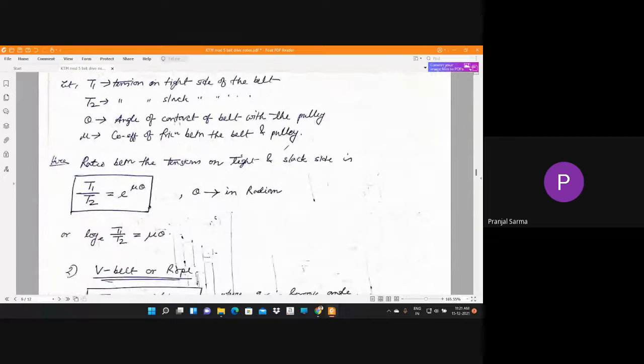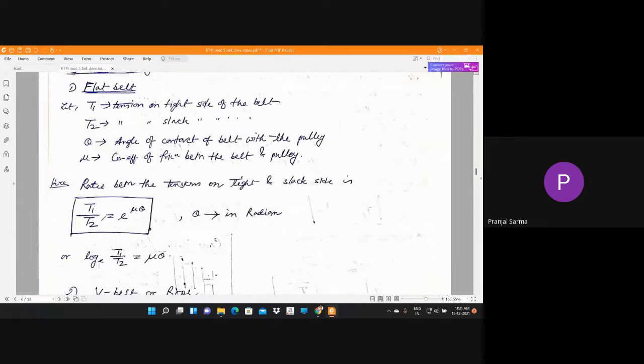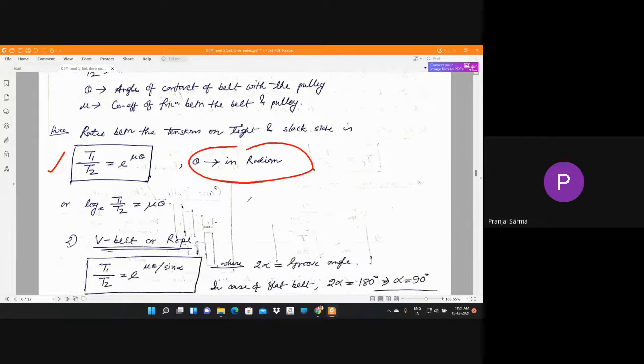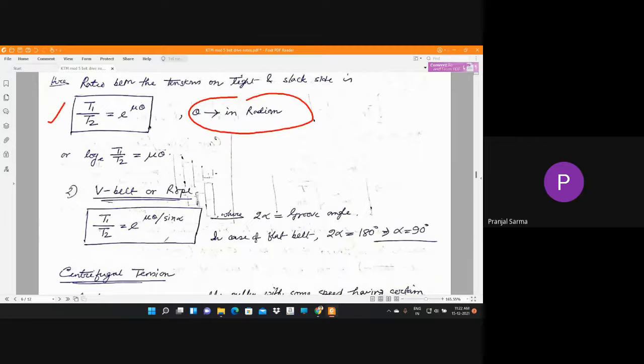Similarly, we have seen one very important relationship, that is the ratio between the tensions, for flat belt as well as for V belt. So T1 by T2 is given by e to the power mu theta. For this theta you have to be careful; you have to consider it in radians. That is for flat belt, and for V belt it is T1 by T2 equal to e to the power mu theta divided by sine of alpha.